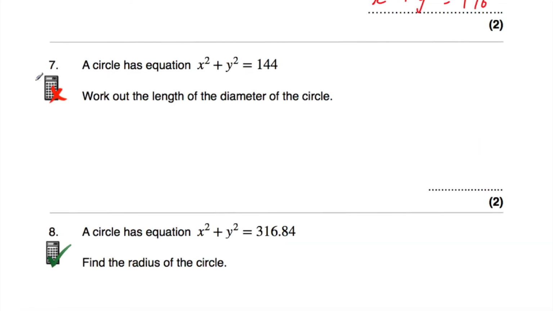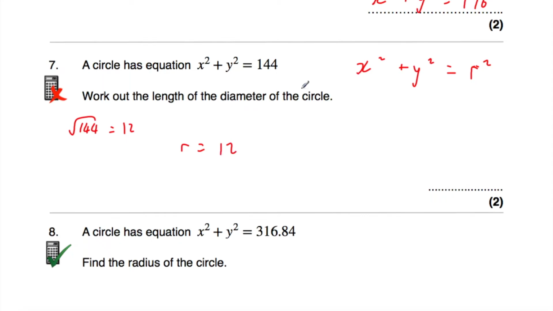Okay, let's have a look at our next question, question number 7. So question number 7 says a circle's got equation x squared plus y squared equals 144. And we've been asked to work out the length of the diameter of the circle. So remember, the equation of a circle is x squared plus y squared equals r squared. So to find the radius of the circle, we just need to square root the 144. So if we do the square root of 144, that'll tell us the radius of the circle, because the radius squared is 144. So the square root of 144 is 12, because 12 times 12 is 144. So that means the radius of the circle is equal to 12.